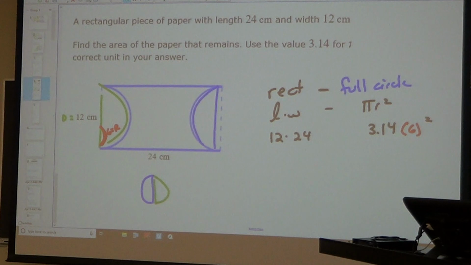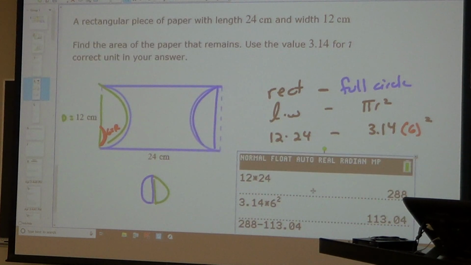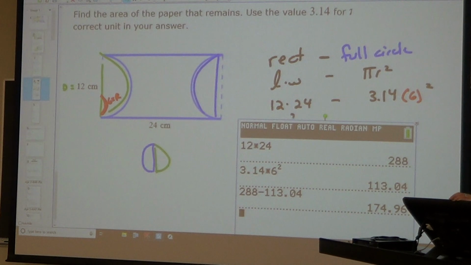Do I need to cut that in half? No, because we need the whole circle. We don't need half the circle. And we are subtracting because we are sucking in. So it's gonna be 12 times 24 and 3.14 times 6 to the second. And we are going to subtract those two answers. So it was 228 minus 113.04.